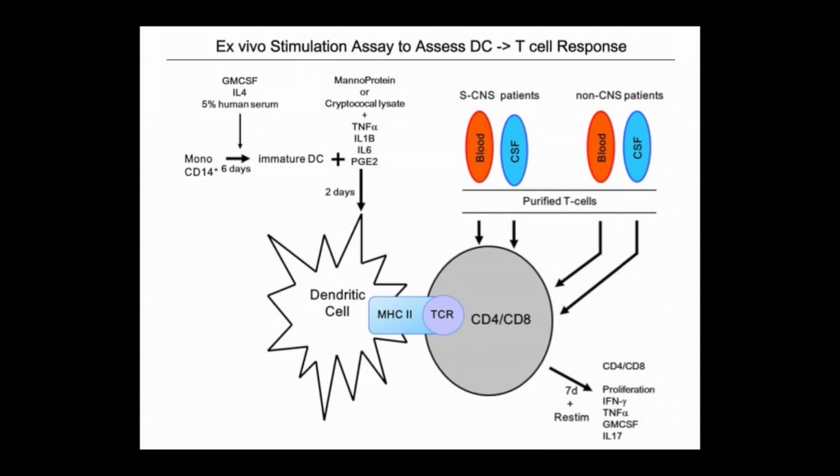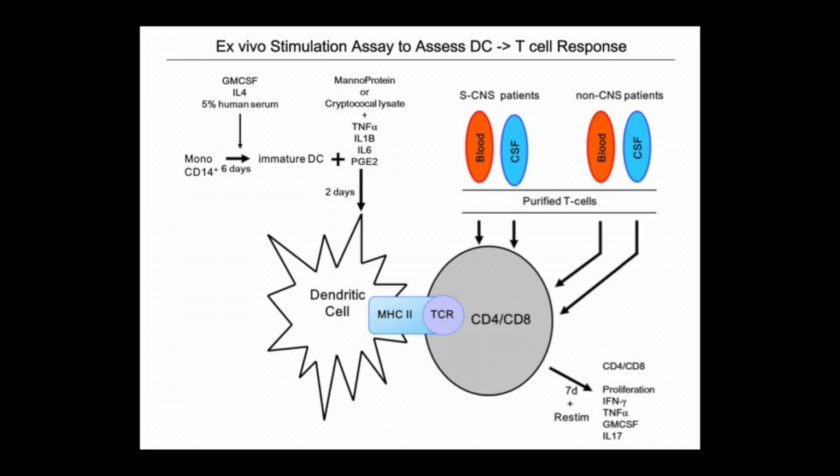So what we did first is we got peripheral monocytes from patients, and we produced immature dendritic cells by a cocktail which sort of expands these. And then in the presence of either manoprotein or cryptococcal lysate, we were able to activate these dendritic cells. And then we co-incubated them with CD4 cells from either the CNS patients or our non-CNS control patients. And we used blood and CSF.